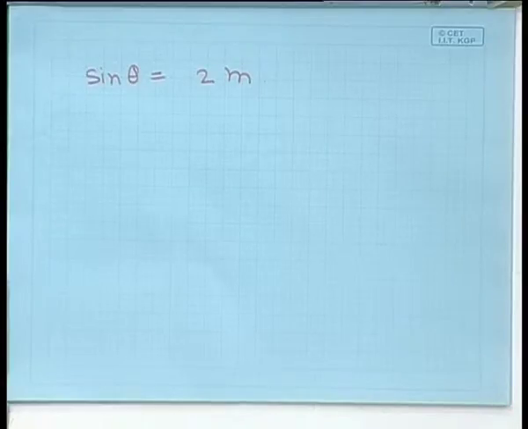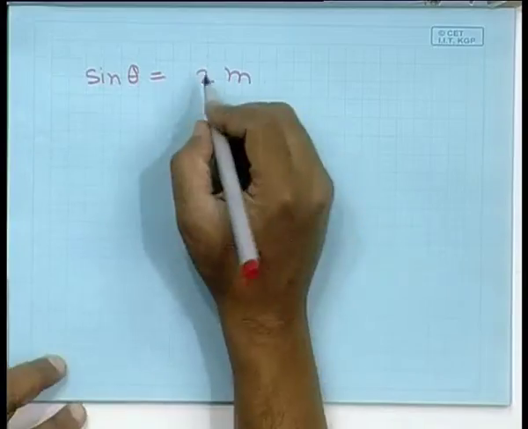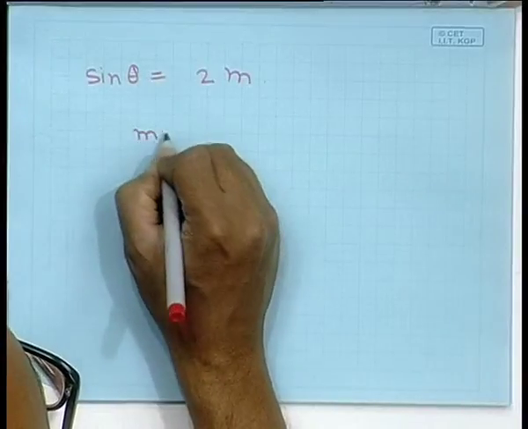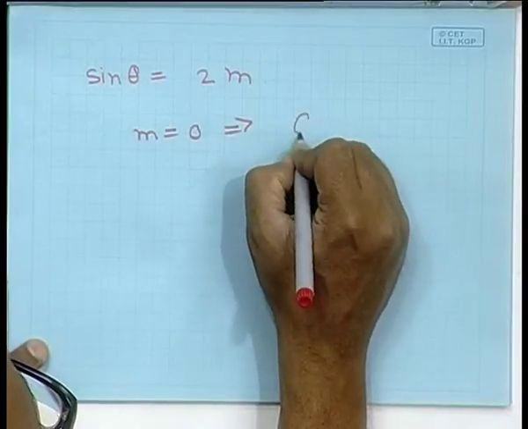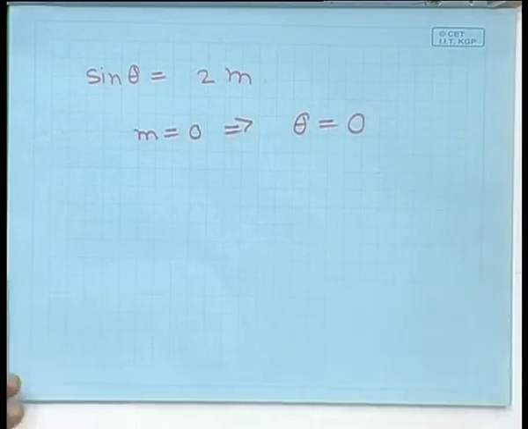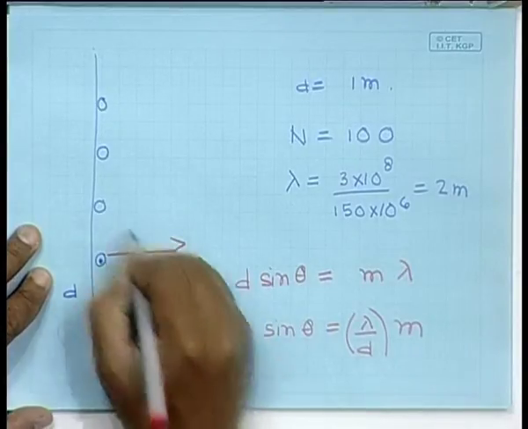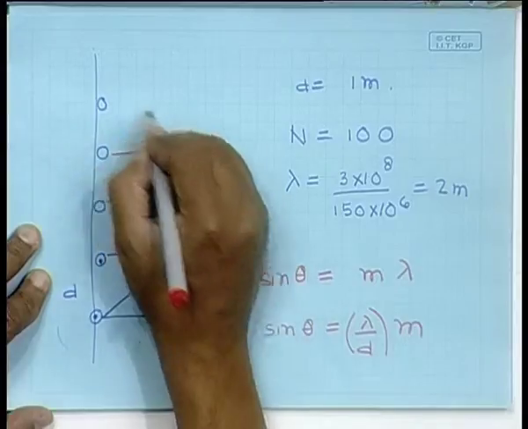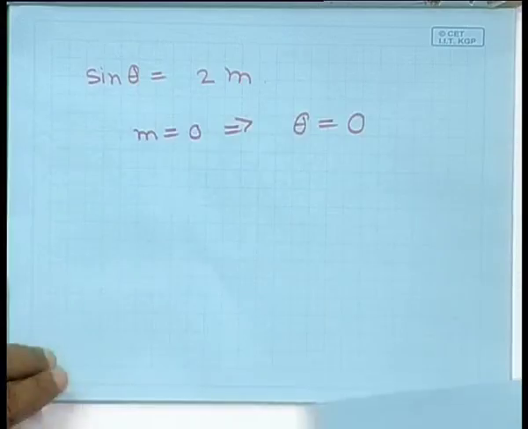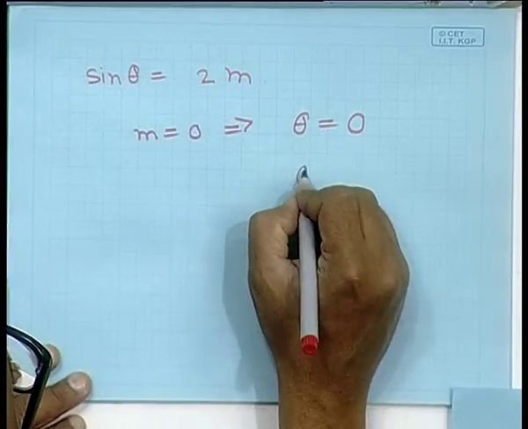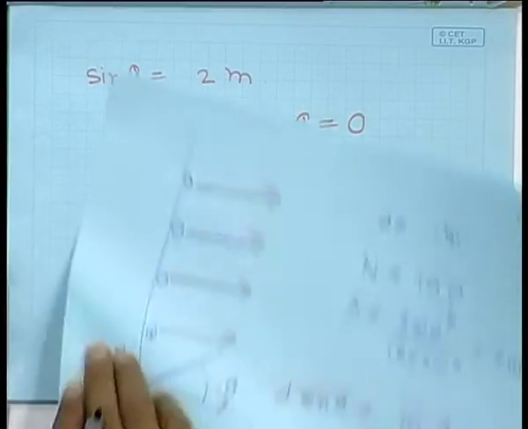In this particular case, lambda by d is the ratio, and lambda by d is more than 1. If lambda by d is more than 1, there is only one possible solution, which is m equal to 0, which implies theta equal to 0. So, there is only one solution in this case. All the intensity, all the radiation comes out in this direction. This is the direction of the maxima. Equivalently, sine theta equal to 0 also has a solution, theta equal to pi, which is the backward direction.